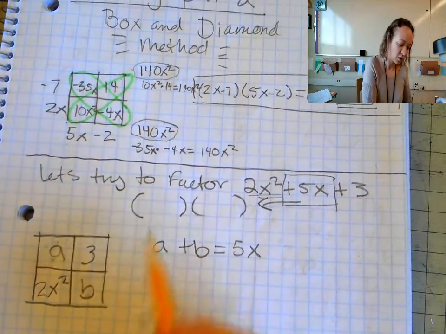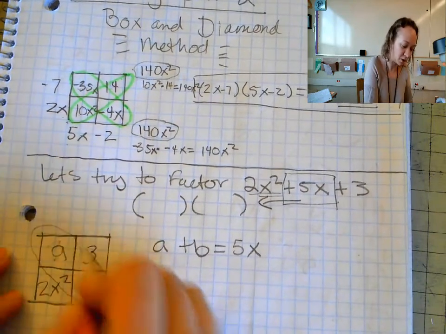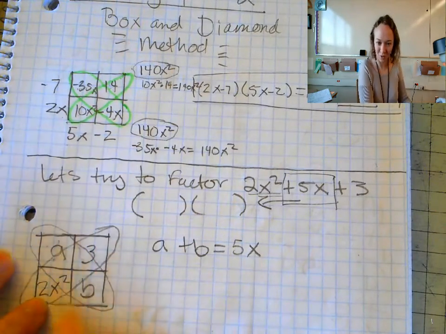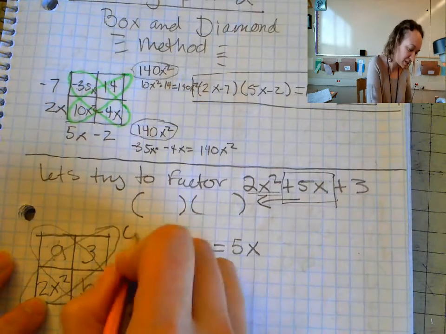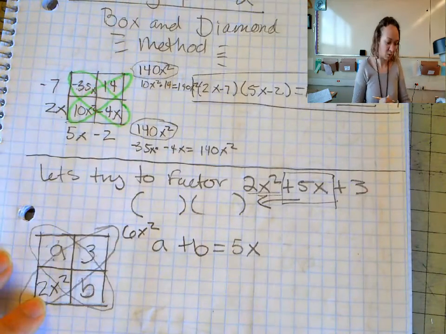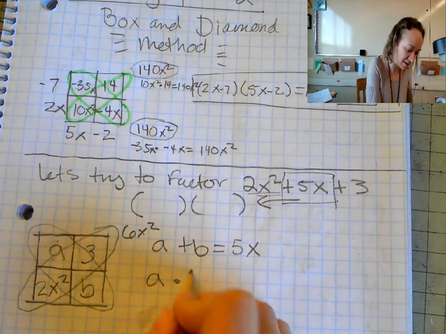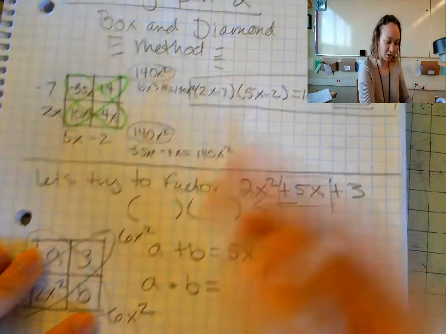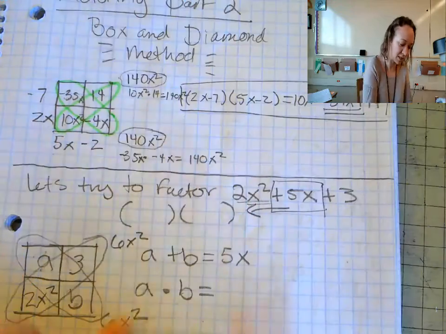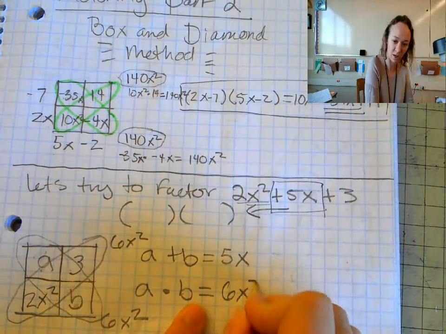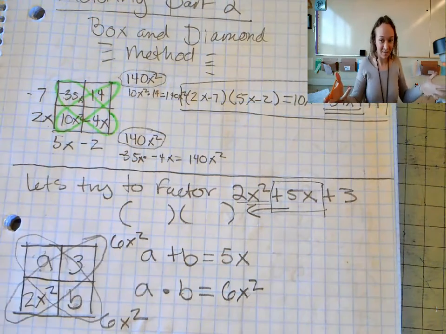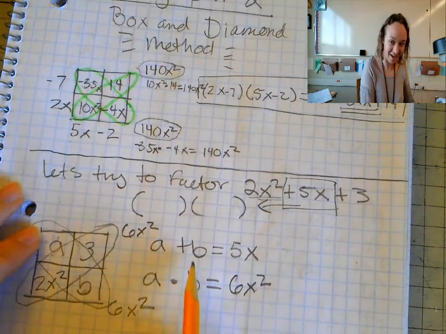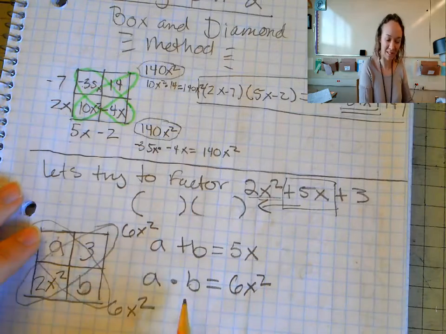I know that when I multiply these 2 numbers together, it's going to be the same thing as when I multiply these 2 numbers together, which would give me 6x squared. So I know that A times B, right here, will also give me 6x squared, because it's always the same. So I know that these 2 numbers in the box are going to add to 5x, and they are going to multiply to 6x squared.